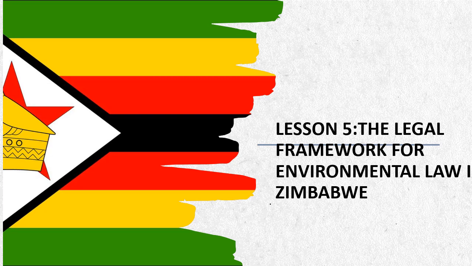Good day. We're back again with environmental law, and we're going to deal with lesson 5, the legal framework for environmental law in Zimbabwe. We're going to deal with section 73 of the Constitution, the interpretation of that right. We're going to break down that right and try to interpret what it really means to have the right to a safe and healthy environment.